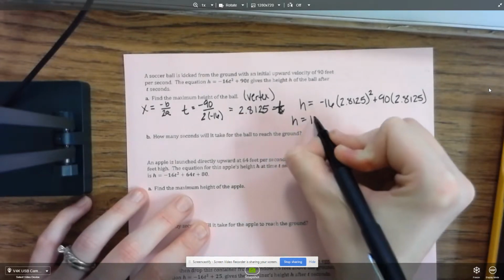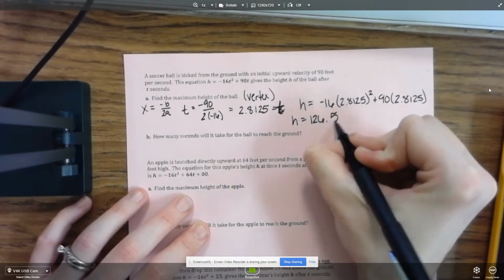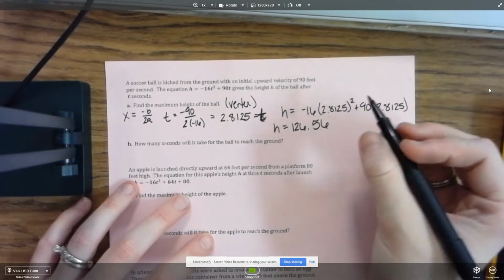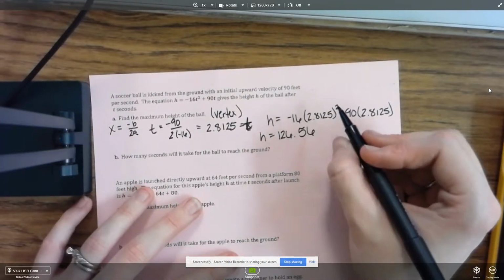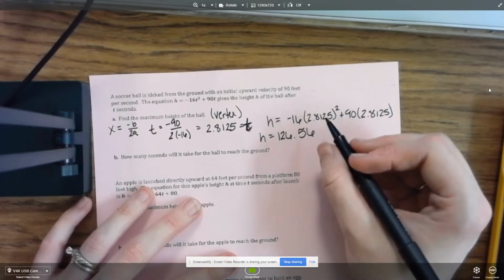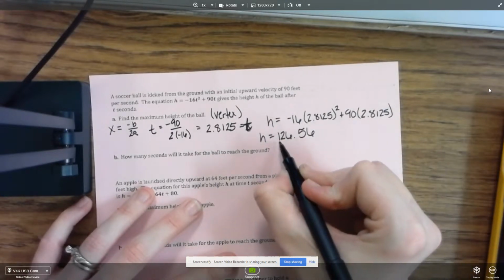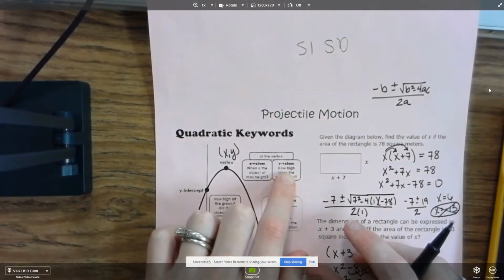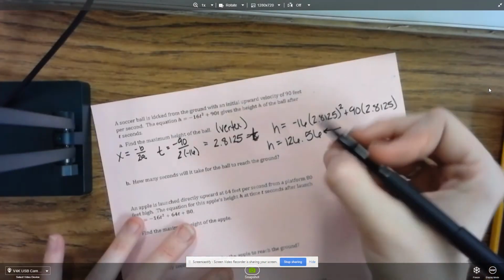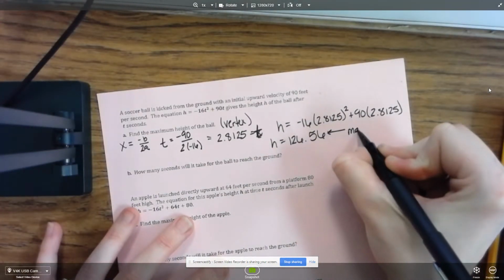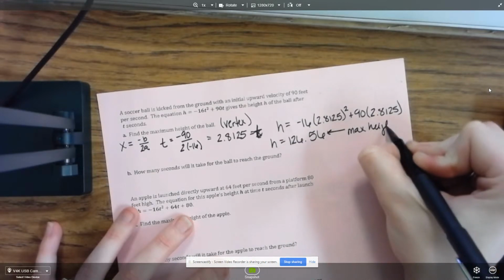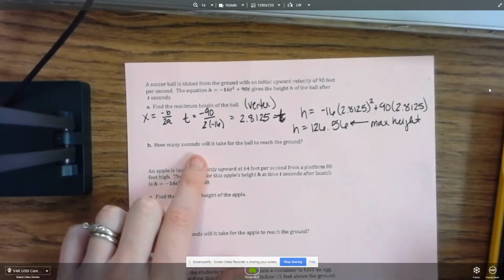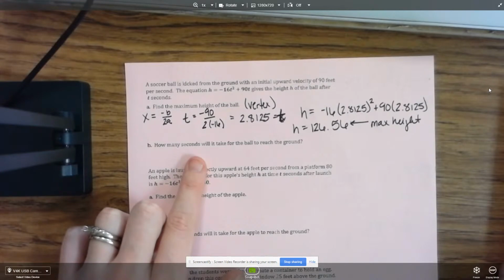H equals 126.56. And so the maximum height that it's going to get, remember, is this value. So if you remember looking at the front of your vertex, the y value of your vertex is how high the object gets. So this is the max height. And it says, how many seconds will it take for the ball to reach the ground?